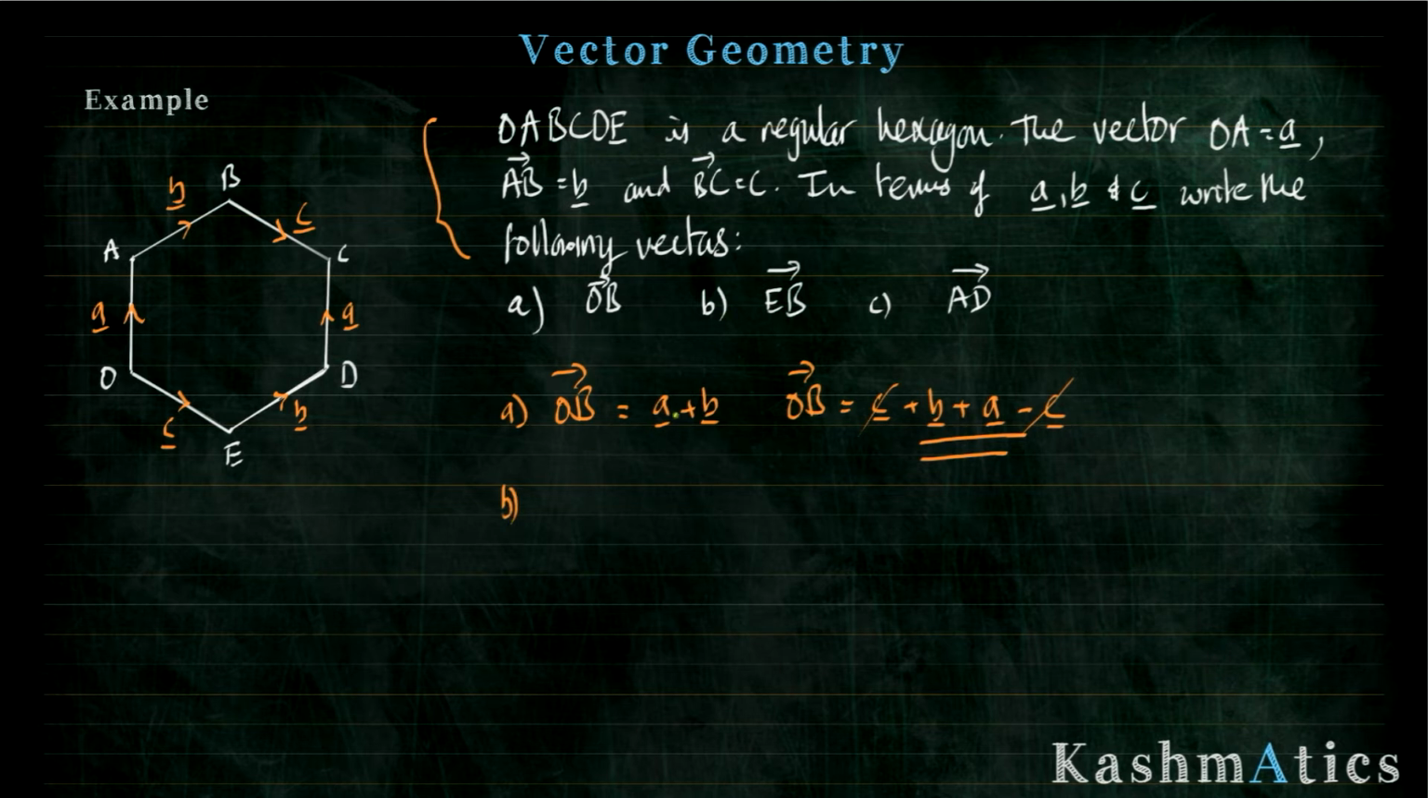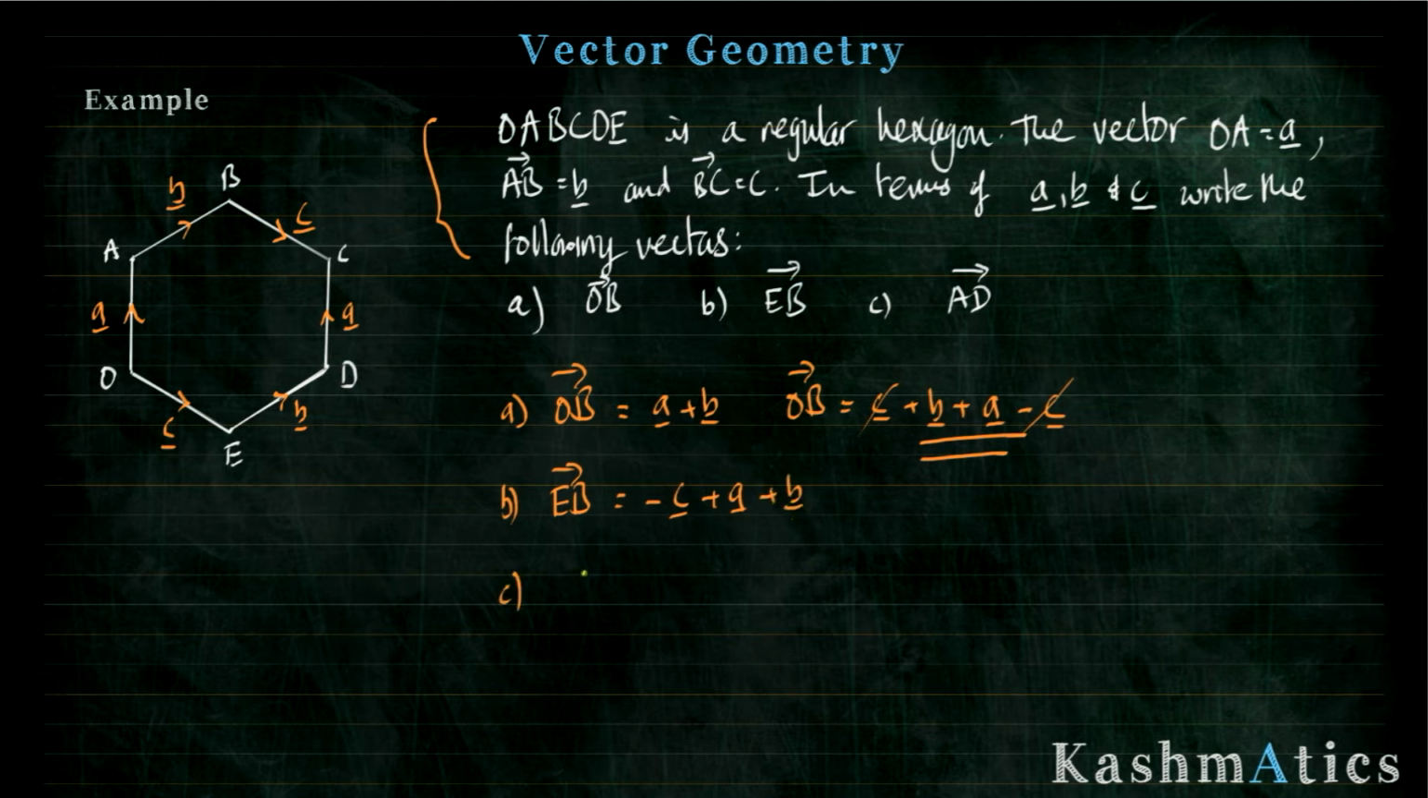Okay, let's have a look at part B, we're trying to get from E to B. Now, like I said before, it doesn't matter which route we're going to take, so we're just going to pick one. So I'm going to go around clockwise. So E to O is minus C. O to A is A. And A to B is B. Okay, and that's it. That's that one done.